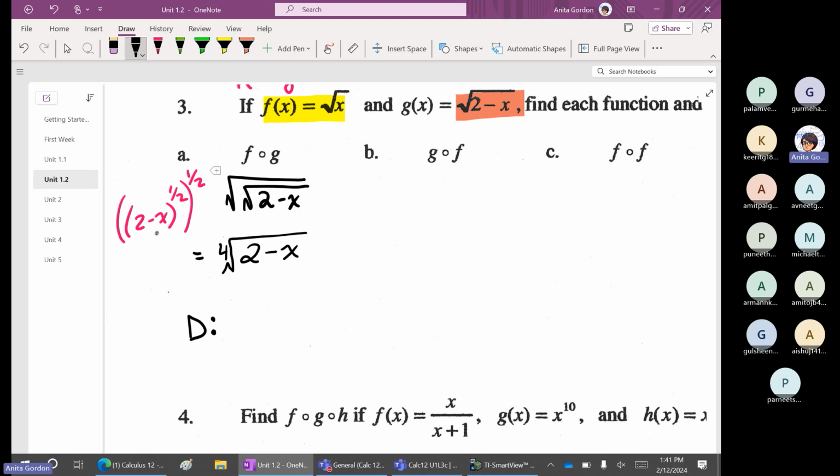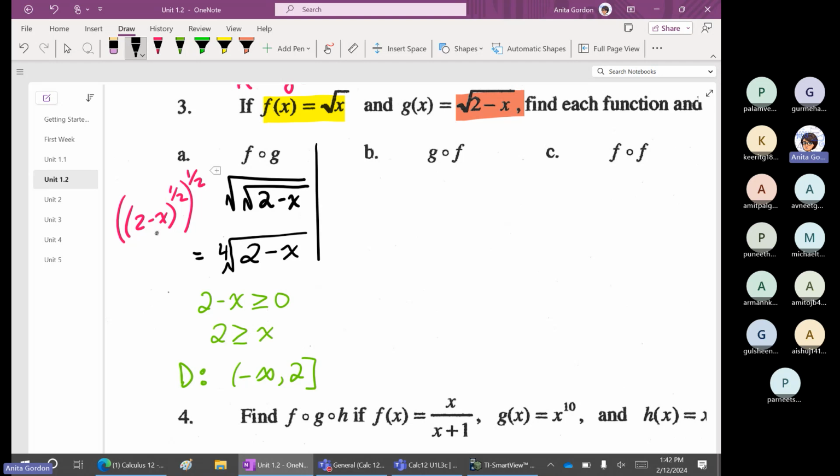Less than 2. Okay, if we're ever unsure, here's how I do it. Everything under the root has to be greater than or equal to 0. So if I move the x over, I add x to both sides. This tells me that x has to be less than or equal to 2. Another way to write this is x can go to negative infinity, but can only come up to 2. All right, same idea here.